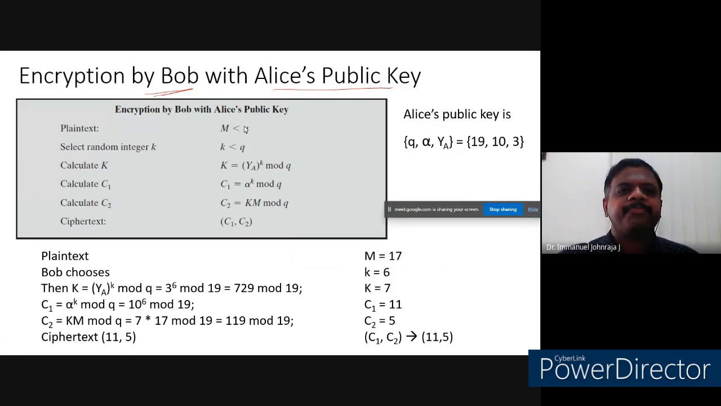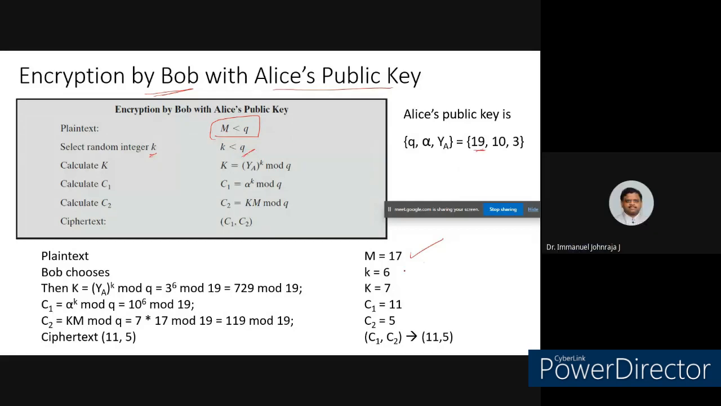Okay. So the plain text which is chosen, for example, is M, and we take 17. All right. So M is 17, nothing critical here. And what Bob is doing, the other person who is doing the encryption, is choosing a random integer denoted by small k. Only condition is it must be less than q. Key is 19.